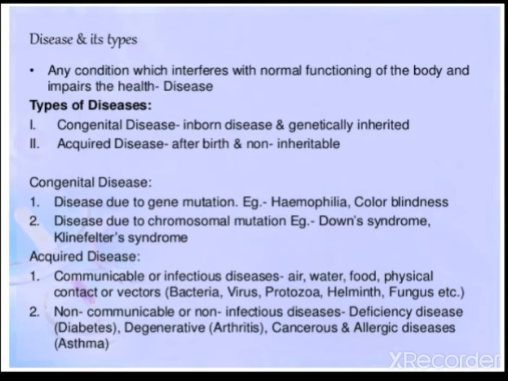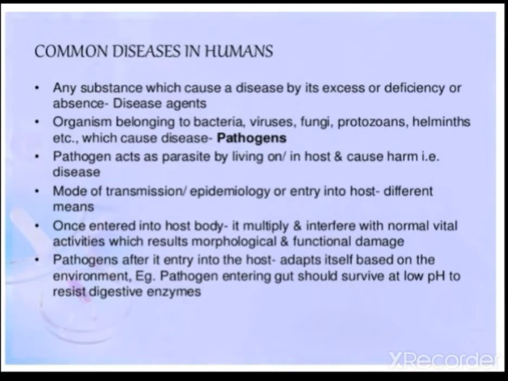Non-communicable or non-infectious diseases, for example diabetes. Sometimes diabetes nowadays is also being inherited through genes. There are two types of diabetes. One type is inherited from parents to offspring. The other type, you can get if you don't maintain proper dietary habits. Then degenerative disease, that is arthritis, and cancerous and allergic diseases, that is asthma, come under this category. So, common diseases in humans.